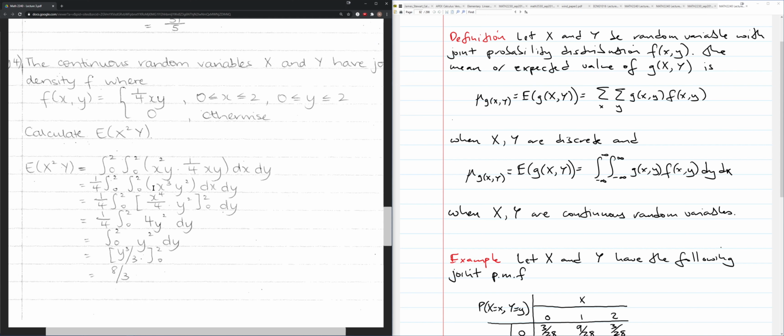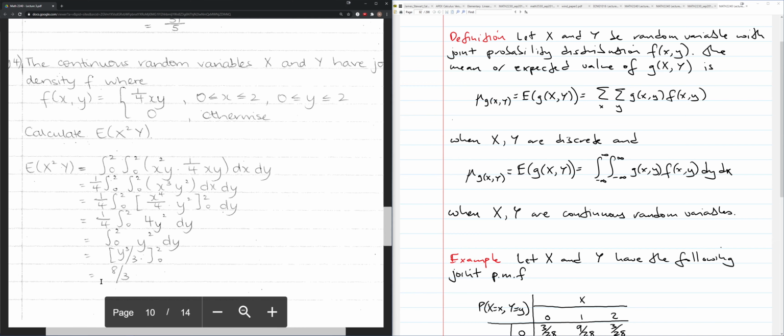Integrating with respect to x, you get x to the 4th on 4. Then you put in your x values, x equal to 2 and x equal to 0. That gives me 16 on 4, which is just 4, and when I put in x equal to 0, I just get 0. So all I'm left with is 4y squared, integrating 4y squared with respect to y between 0 and 2. When you work that out, you get your answer, which is 8 on 3.